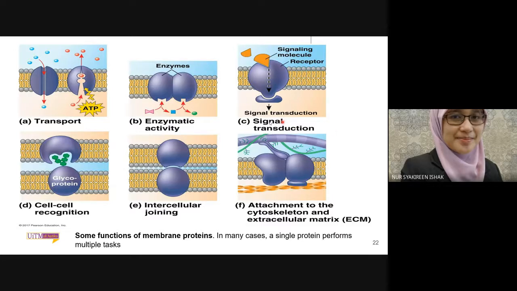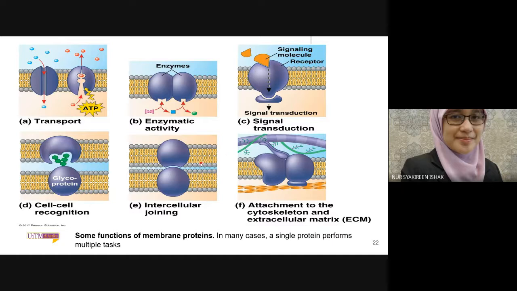The region outside, we call it extracellular fluid. So remember these two different things. Extracellular matrix is this one, collagen, fibronectin, and proteoglycan. The fluid outside is extracellular fluid.